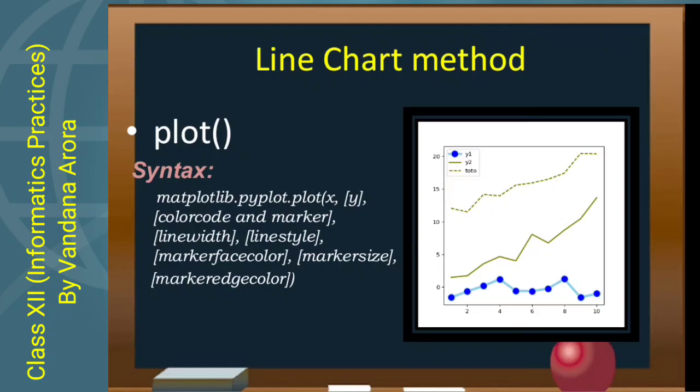Here you can see on the syntax I have used matplotlib.pyplot. I can use here p.plot if I have chosen any alias name for my library. On the parameters I have used square brackets. You can see all the parameters have square brackets except x. It means this x parameter is mandatory to write, all other parameters are optional.